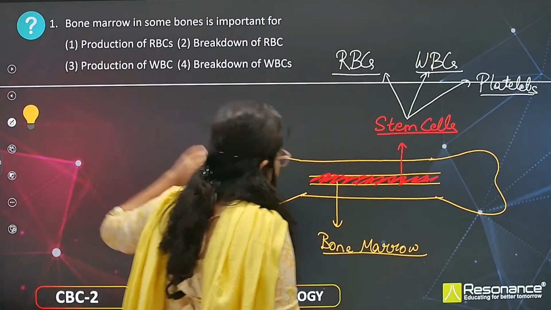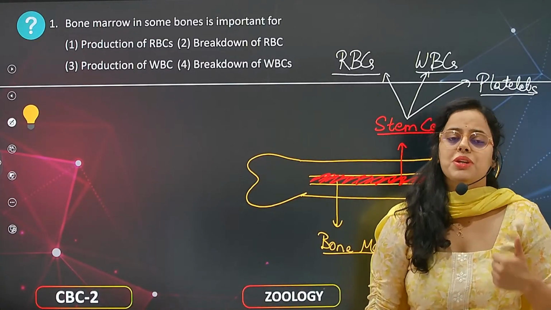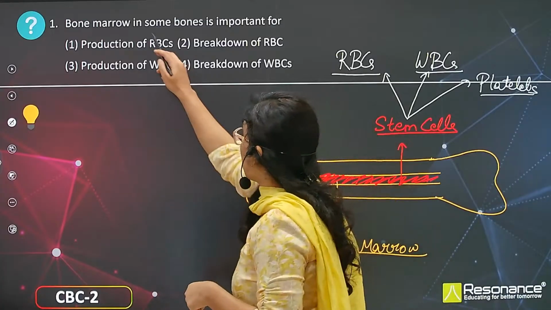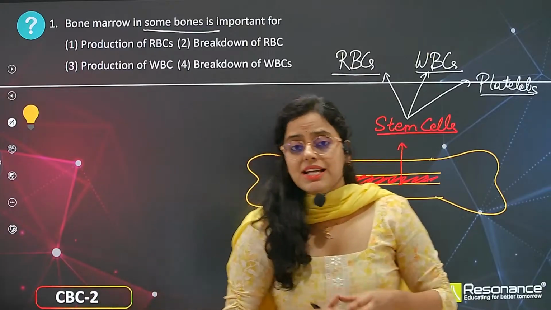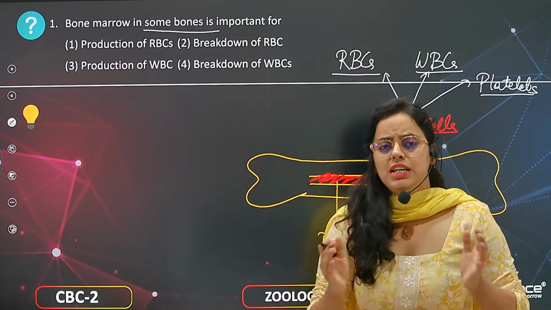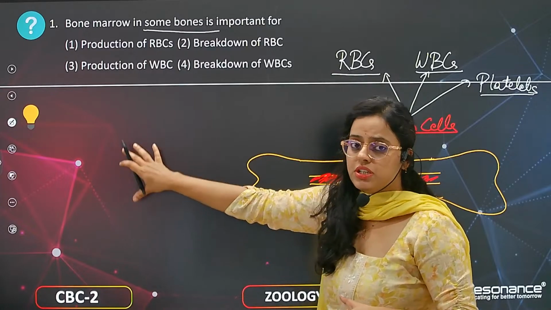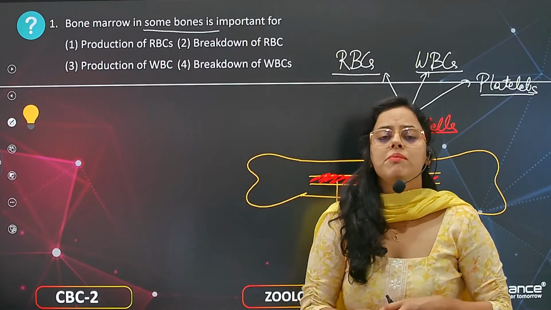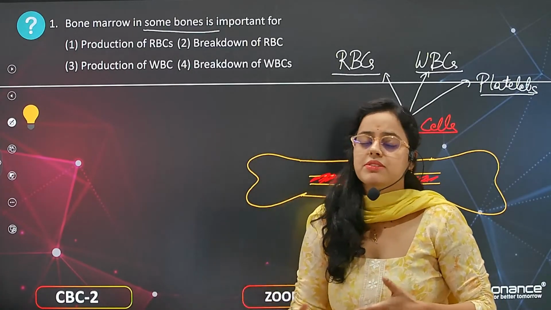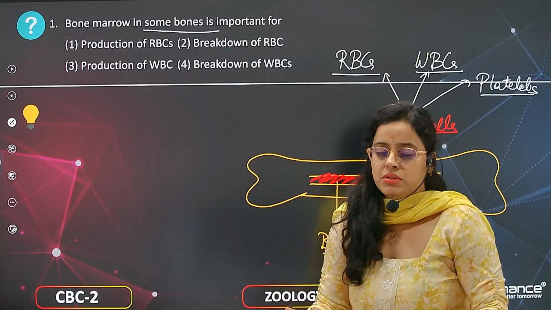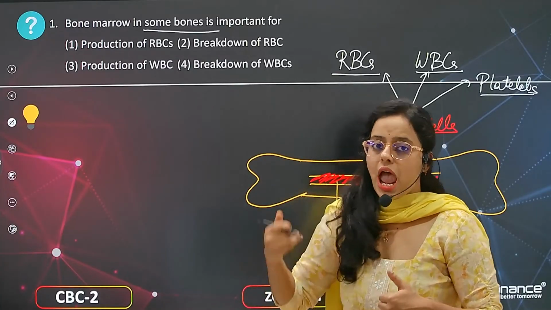Okay, so if the question is bone marrow in some bones is important for production of RBCs as well as production of WBCs, why only in some bones? Because in long bones the capacity to generate RBCs will be limited when the human being is in the baby form, which means initial stages of development. Long bones can also form RBCs, but in later stages, after adolescence, after puberty, what happens? The only bones that form blood components are sternum, ribs, and vertebral column.